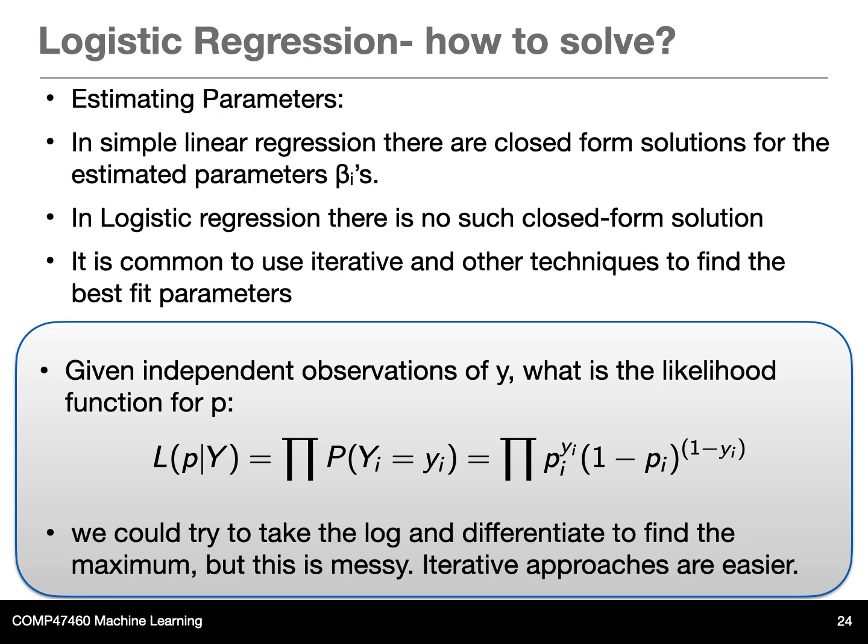Given independent observations or examples y, we could write a likelihood function for the probability of one outcome given the data. We could then try to find the parameter values which maximize the likelihood. But again, the algebra here becomes a little messy and there's no closed form solution, so we need another approach.